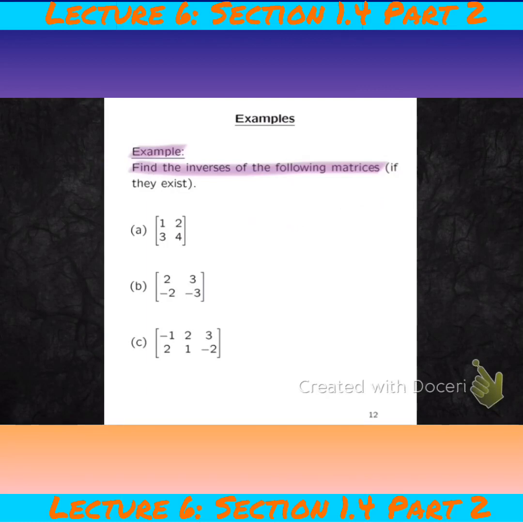So we can find its inverse, and its inverse is basically 1 over the determinant, which we worked out as minus 2. We switch the 1 and 4 around, and we make the 3 a minus 3 and the 2 a minus 2. And that is the inverse of this matrix here.